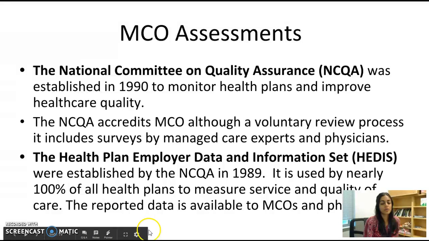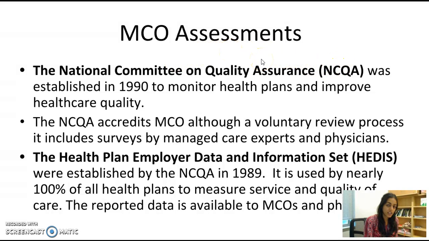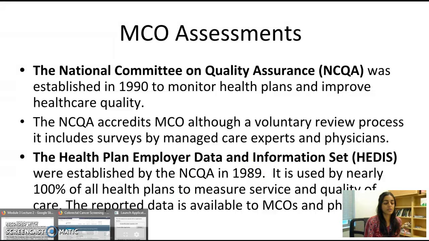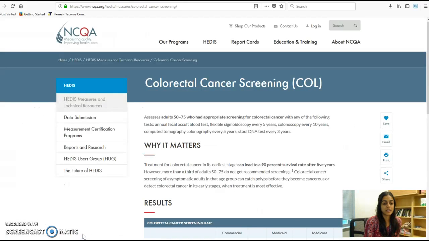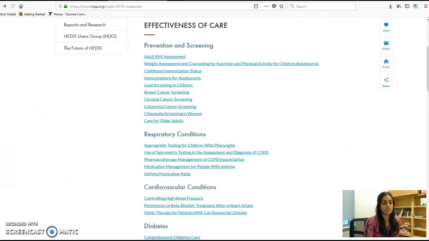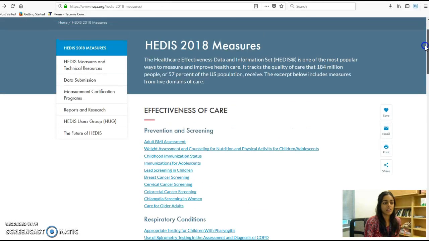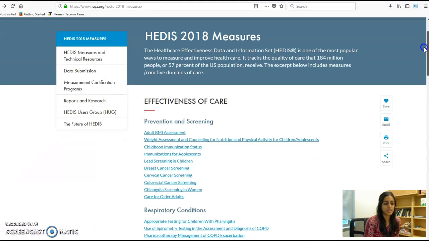In the last lecture, where we left off was Managed Care Organization Assessments, the NCQA, which is the National Committee on Quality Assurance, and HEDIS measures, the Health Plan Employer Data and Information Set. So I wanted to just cruise through the HEDIS website. I thought it would be interesting to show you some of the measures that they're using to track the effectiveness of care of these managed care organizations.